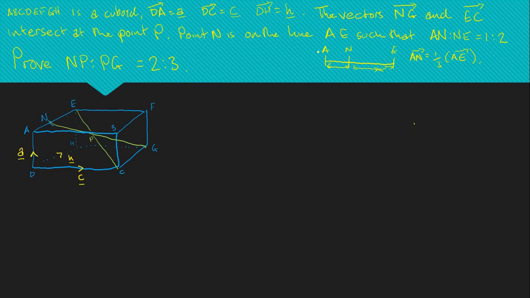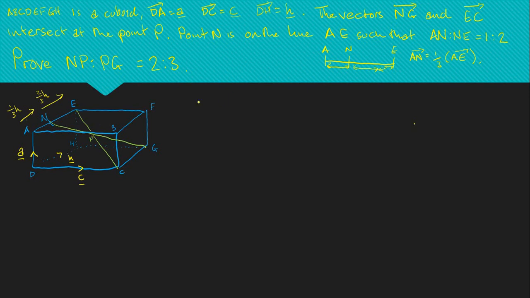Okay, we should know that from GCSE really. So what we'll know is that A to N, that chunk there, will be 1/3 of H, and N to E will be 2/3 of H. It's important to get those on there early if you can. And we're going to be proving that NP to PG is in the ratio 2 to 3, where P is the intersection between these two lines.